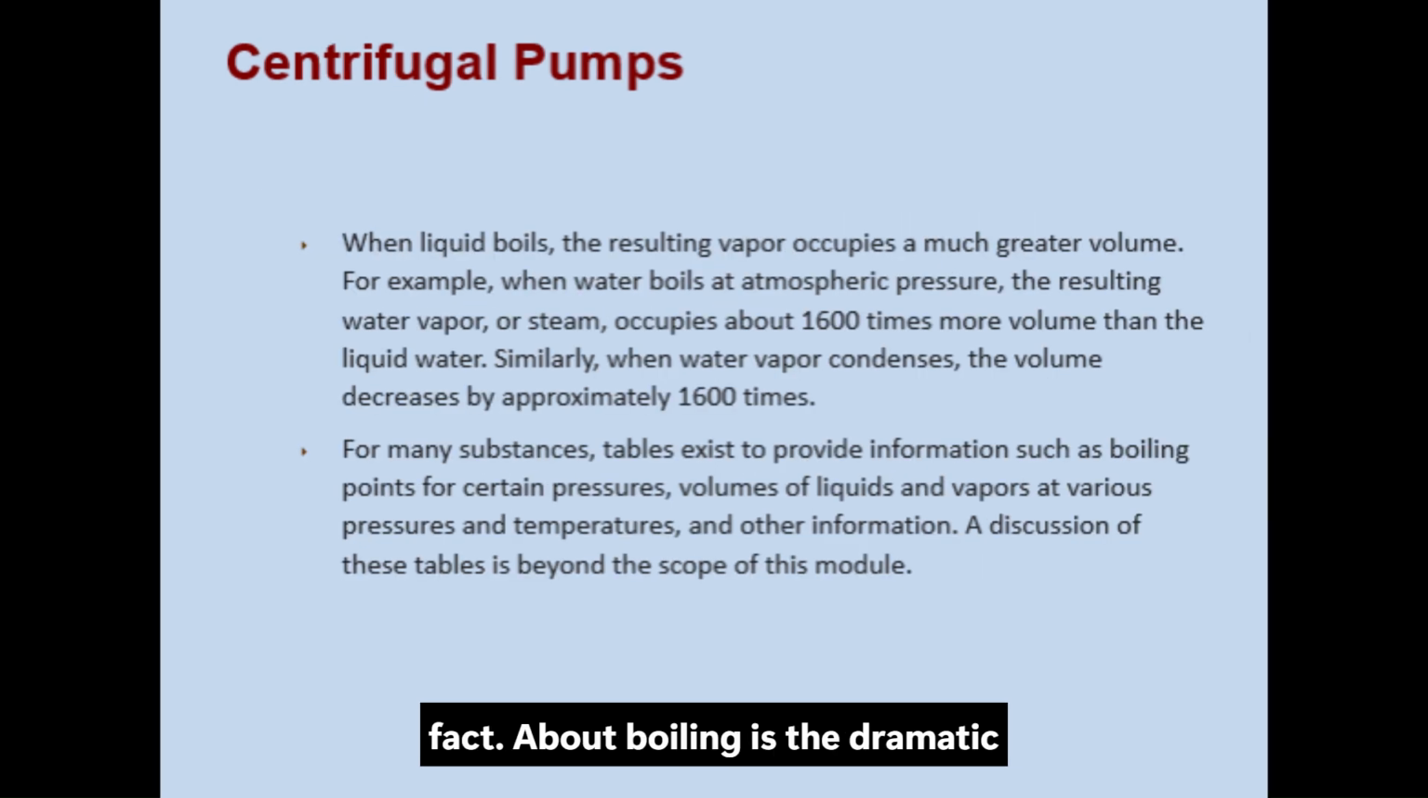An important fact about boiling is the dramatic volume change involved. When water boils at atmospheric pressure, the resulting steam occupies approximately 1,600 times more volume than the original liquid water. Conversely, when steam condenses, it shrinks by the same factor. Published tables exist for many substances that provide boiling points at various pressures, volumes of liquids and vapors, and other thermodynamic properties. While a detailed discussion of these tables is beyond our current scope, understanding this volume relationship is essential for grasping why cavitation is so destructive.